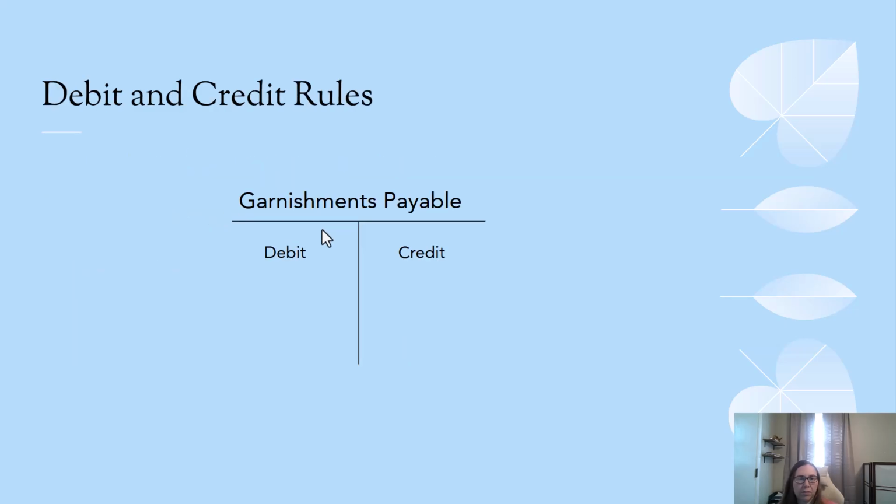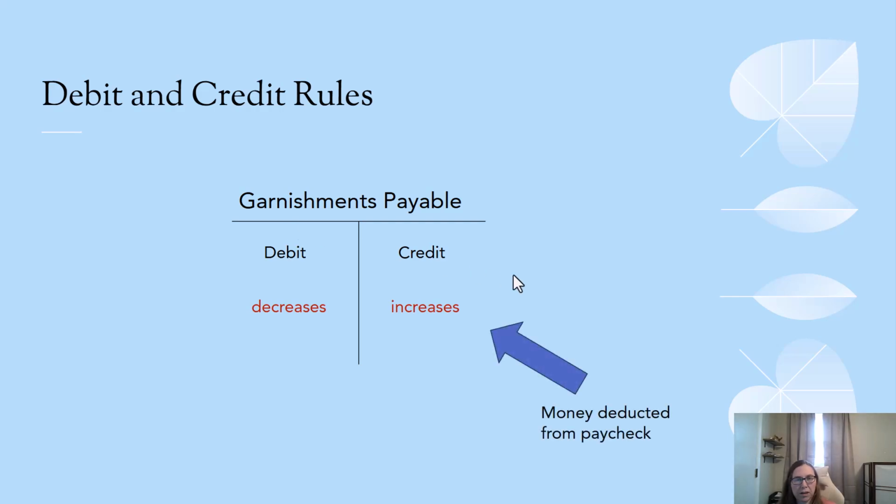And just to go over the debit and credit rules related to this, this is a liability account. So increases are going to go on the credit side, decreases go on the debit side. So when the money is deducted from the paycheck, from the business's perspective, now we're adding to garnishments payable, adding this debt in that they're holding the money and they owe it to somebody. They have to pay it to somebody. And then when the money's sent to the agency, you're going to decrease this account because it's no longer owed if you are paying it.